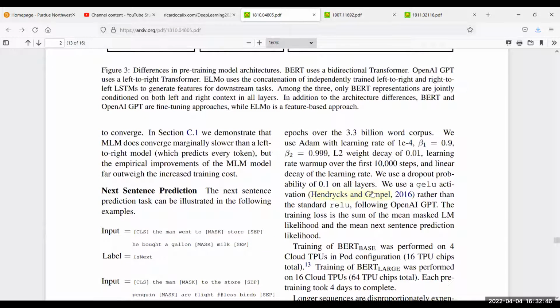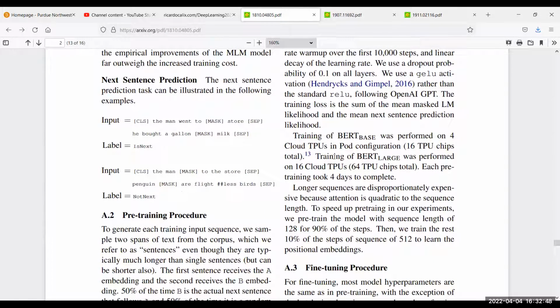Then these are just some of the parameters of the model. According to this, training of BERT base was performed on 4 cloud TPUs in pod configuration, 16 TPU chips total. Training BERT large was performed on 16 instead of 4 cloud TPUs, a total of 64 instead of 16 chips. Each pre-training took 4 days to complete.